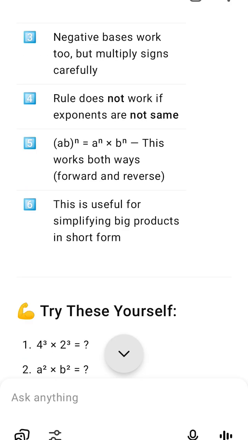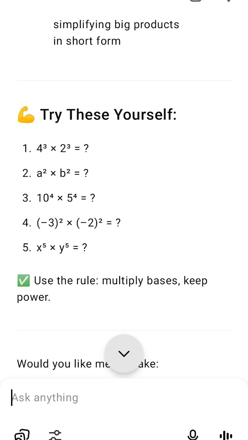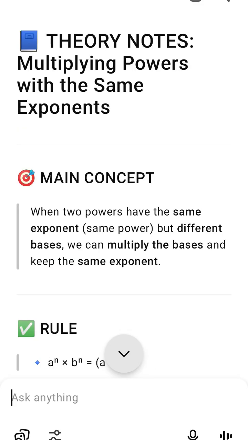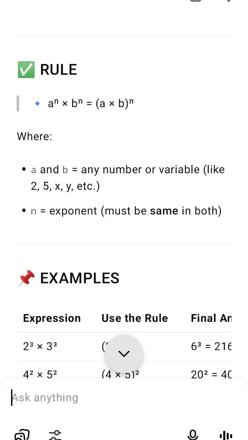Useful for simplifying large expressions, working with algebraic expressions, writing expressions in exponential form, factoring and grouping powers, and solving exponential equations. To remember: 2^n times 3^n equals 6^n, a^n times b^n equals (ab)^n, x^n times y^n times z^n equals (xyz)^n.